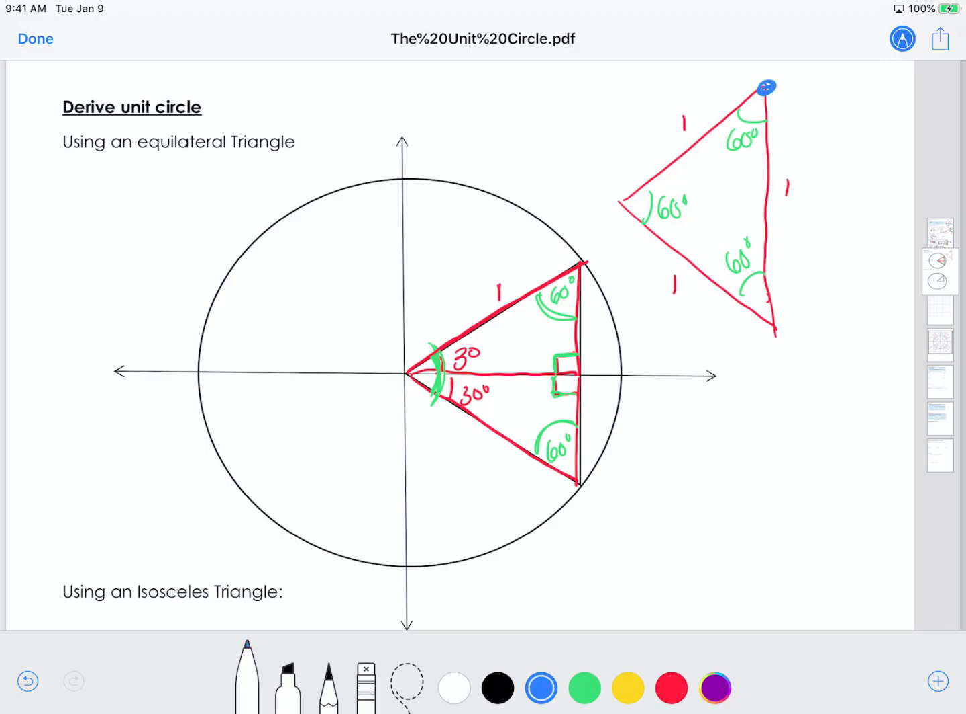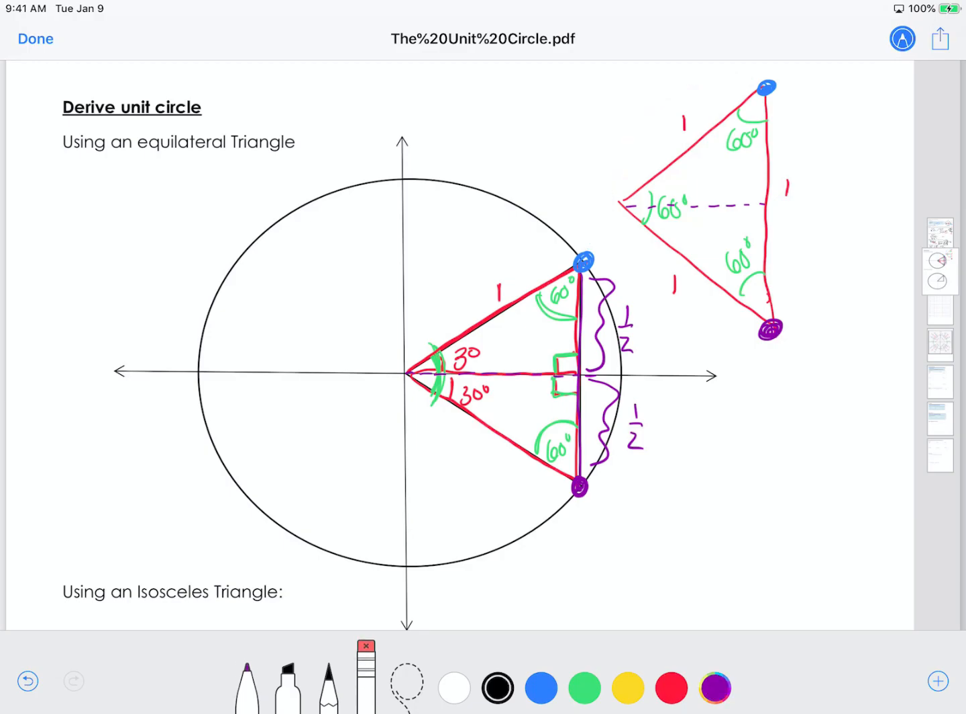This point right here represents this point right here. And this point right here in purple represents this point right here. So if you notice, the x-axis cuts that triangle in half. So from here to here has to be a distance of 1/2, and here to here has to be a distance of 1/2 because it cuts it in half, and this whole length is 1.